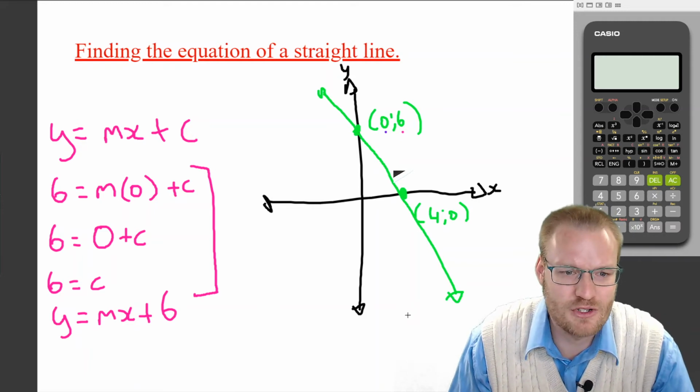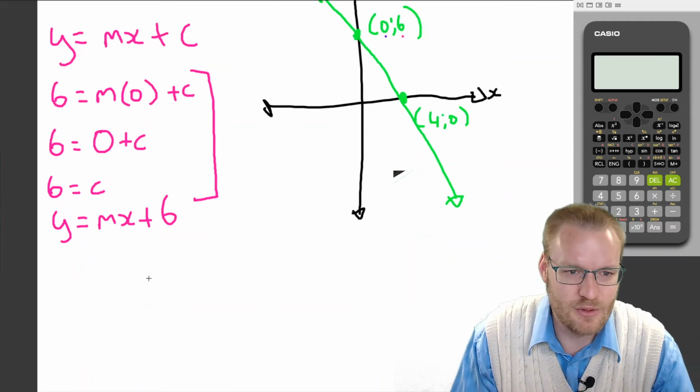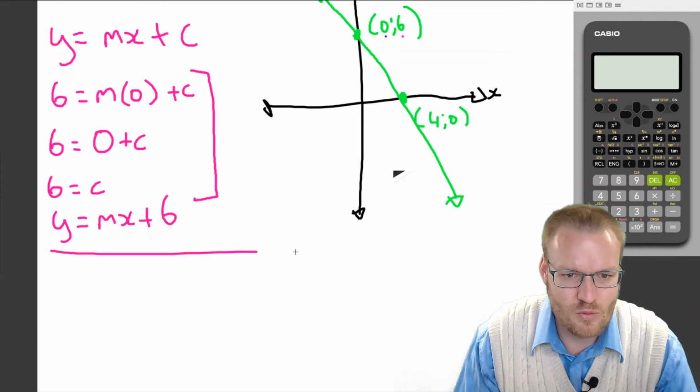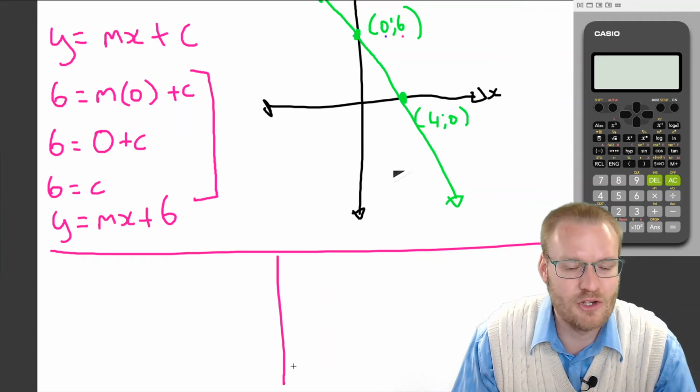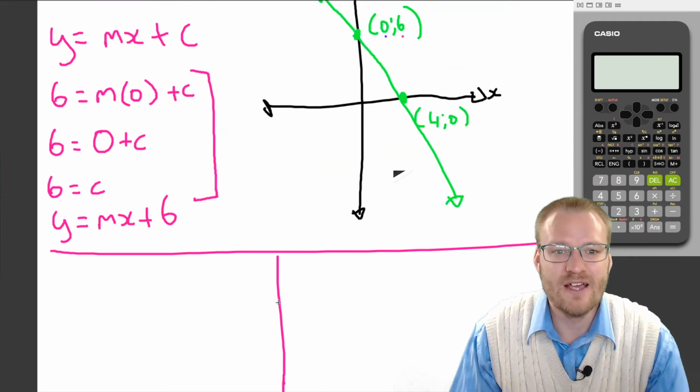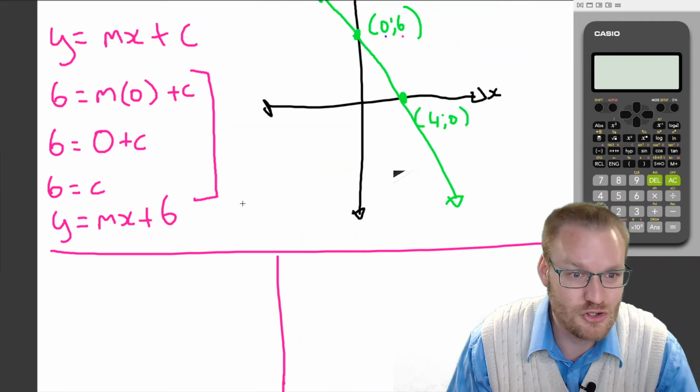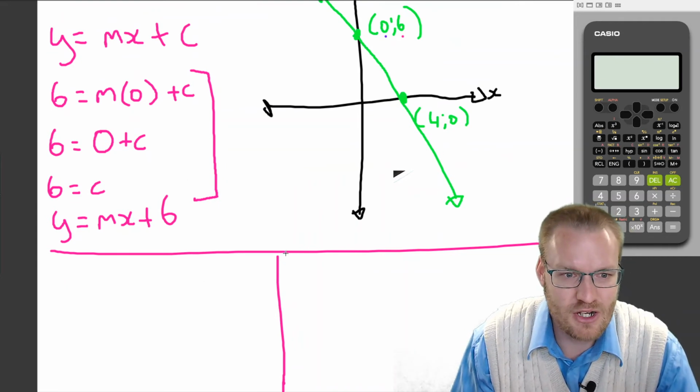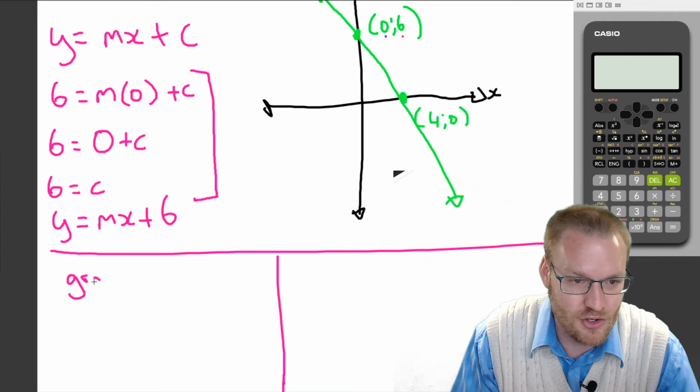Now we have two options to find the equation. We're going to practice both, although you only ever have to use one. You should know both of them. So let's start with using the gradient. That's going to be our first method.